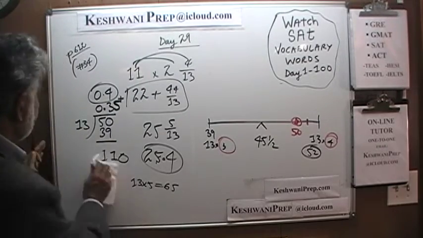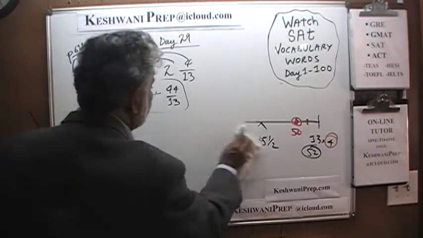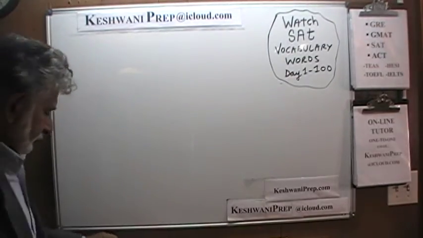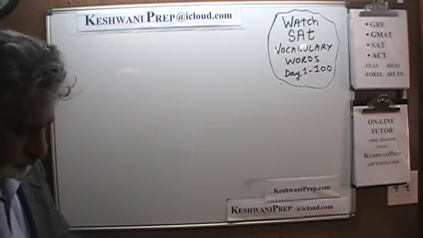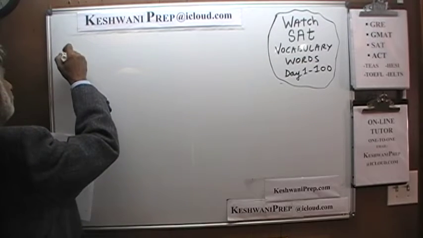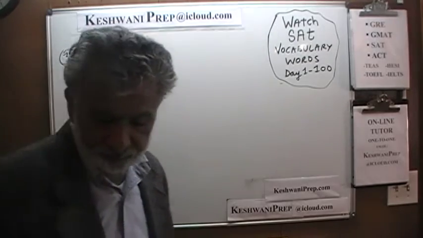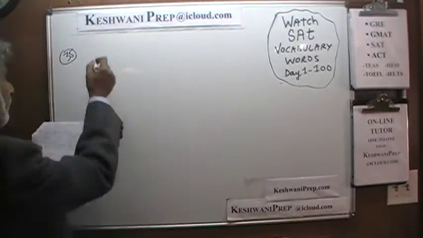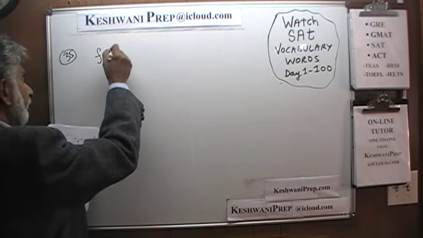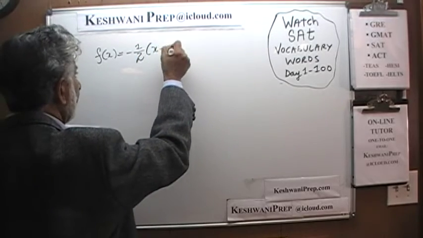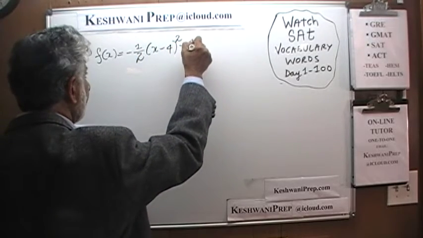Let's do number 35. Number 35 says we have two functions. One is a parabola that is given to us, an upside down parabola, and we can tell it's upside down by looking at the equation because it has a negative sign in front of it. Upside down parabola has an equation that looks like this. Negative half x minus 4 whole squared plus 10.